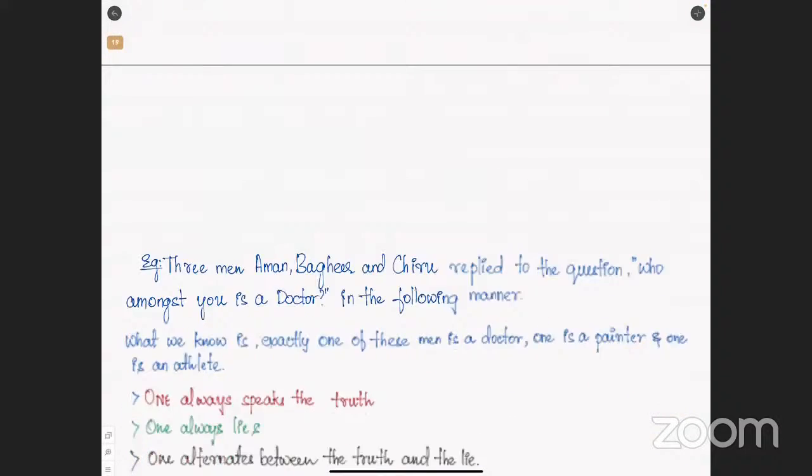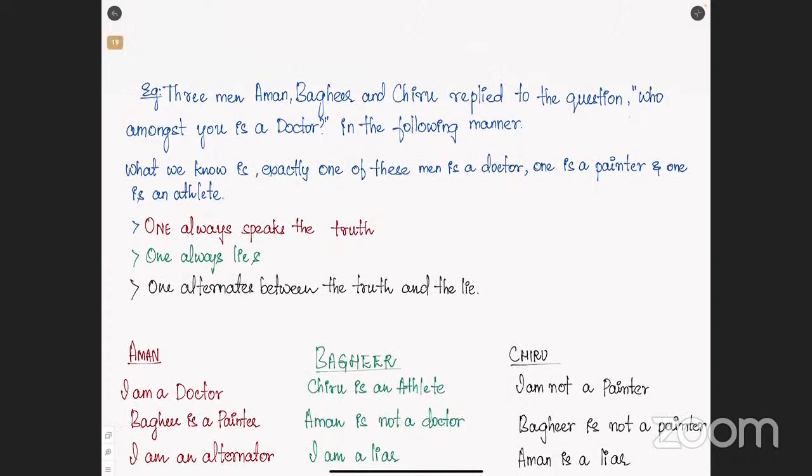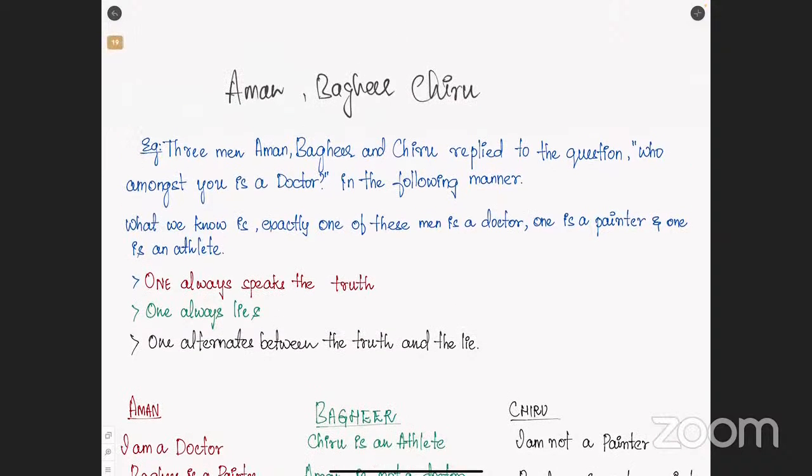Now, we have one example here. Let us look at the example. There are 3 men, Aman, Baghir, and Chiru. These are the 3 people here who are replying to a specific question. The question which is being asked of them is, who amongst you is a doctor? So one of them is a doctor, and they have responded like this to that specific question.